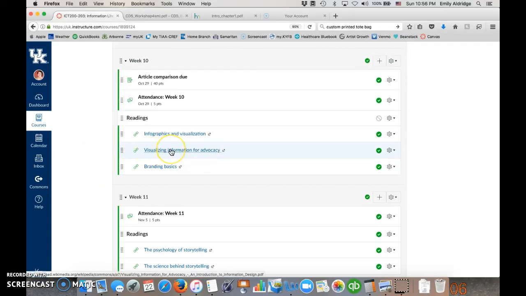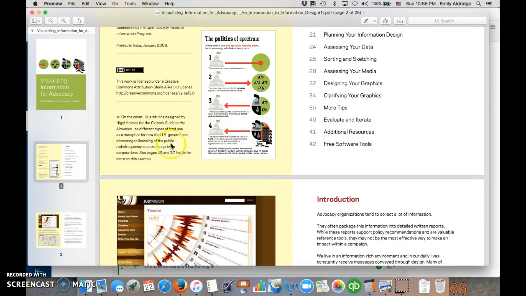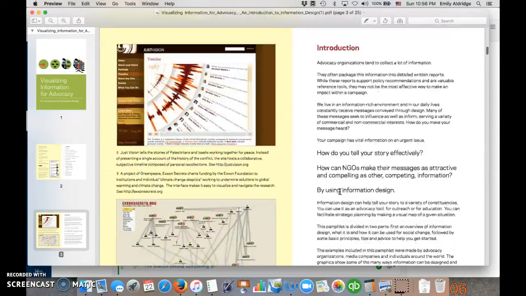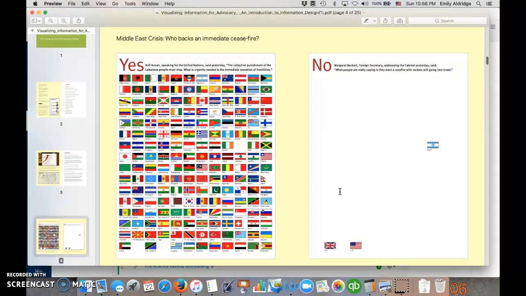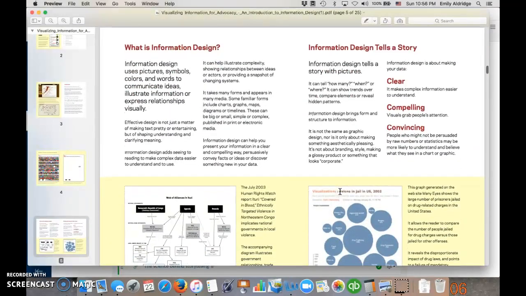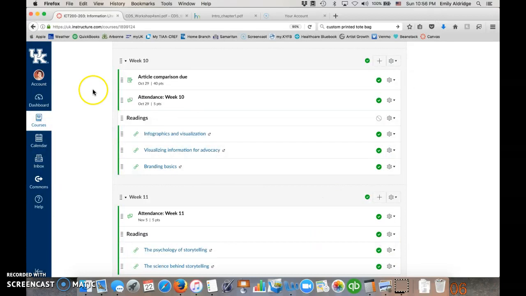I will say this visualizing information for advocacy is a download, so when you click this, it will probably go to your downloads folder, and that opens up as a PDF. I think I have it here. Yeah. So again, the table of contents here, you can see has 42 pages, but a lot of it is very dynamic, and this is something that I would actually save if I were you, because I think this is a really valuable resource if you have to do any sort of information design in any of your coursework or in your field. So let's look together at the requirements for this week.